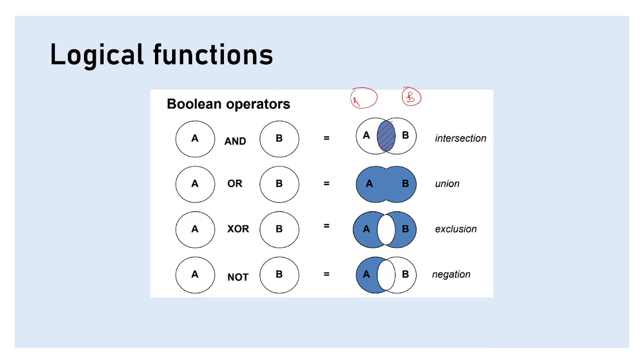A XOR B means excluding the intersection. That is exclusive OR. So the intersection is removed and you have A and B. Then A not B means you will not take B at all and you will also remove the intersection. Not even a little amount of B should be present. So these are the different Boolean operators. You have to keep this in mind.